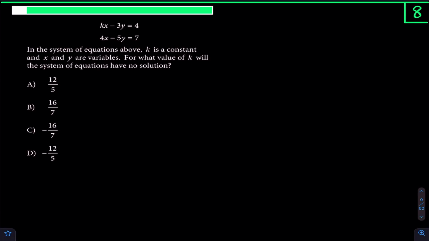So moving on to problem 8, this is another problem that involves a system of equations, but this one is a little bit harder. This problem says, in the system of equations above, k is a constant and x and y are variables. For what value of k will the system of equations have no solution? Now, the big key to this problem is that this system is going to have no solutions.